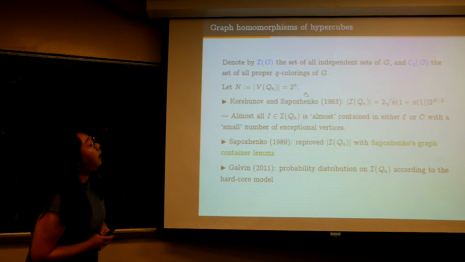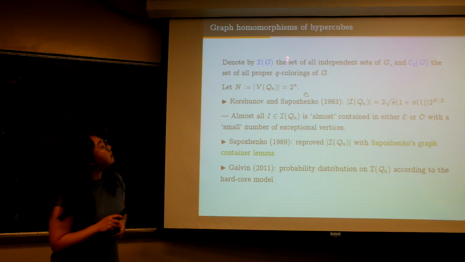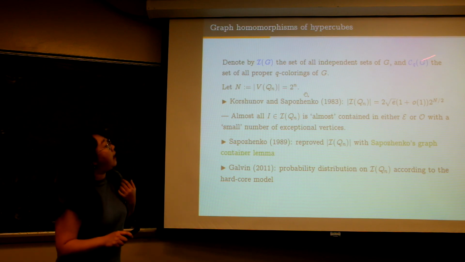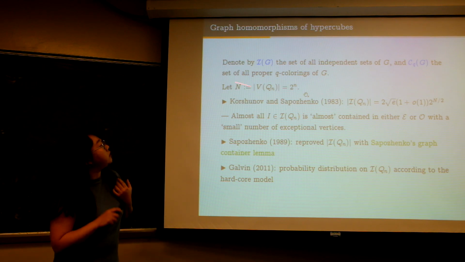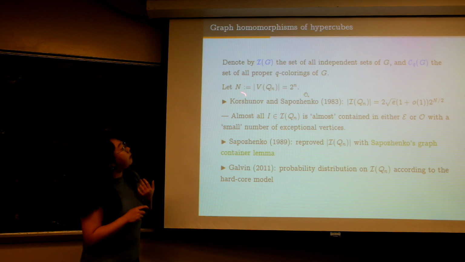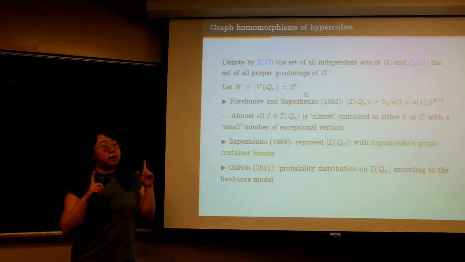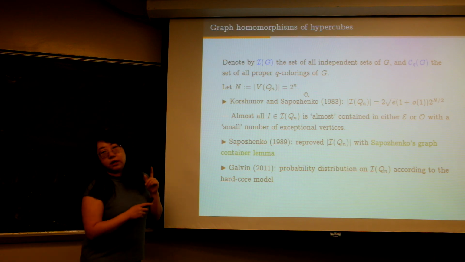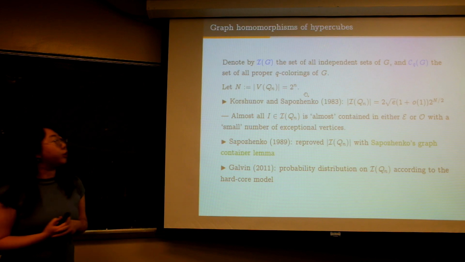All right. For convenience, in this talk we're going to use I(G) to denote the set of independent sets, and C_Q(G) to denote the set of proper Q-colorings of G. Also, the capital N will be the number of vertices in the hypercube, which is exactly 2^n, where n is the dimension of the hypercube.